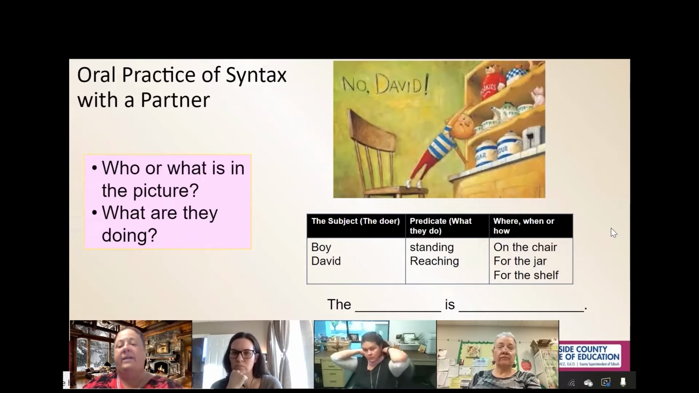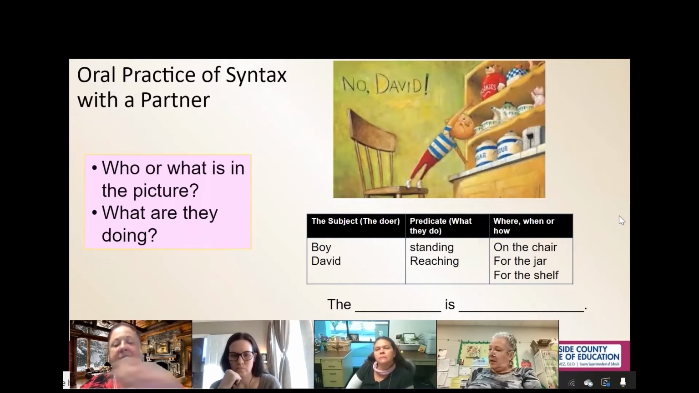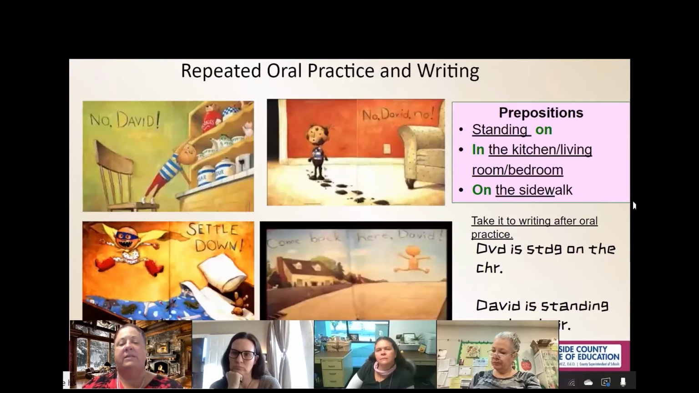The boy is standing on the chair, right? The boy is reaching for the jar. And by doing a lot of repetitive practice and getting them to practice the subject and the predicate, we explicitly teach them the most common text structure that we use with our young ones. So here, then you can kick it up a notch, right? Then we can launch into prepositions, which is one of our language standards in kindergarten, that they understand this concept of prepositions. So then taking it on a little bit later in the year.